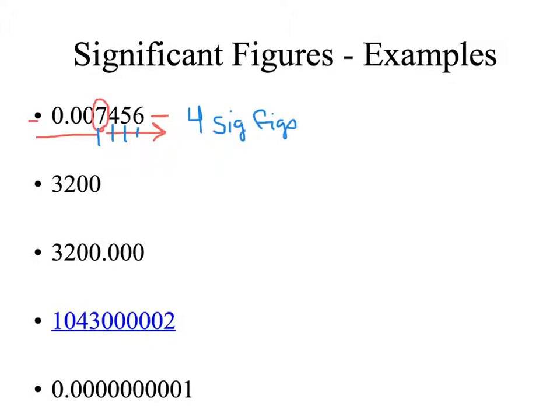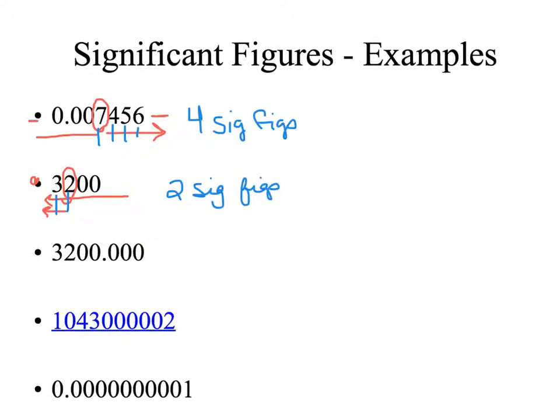The second number here has a decimal point absent. So remember, if it's absent, we're going to start in the Atlantic and move towards the continental U.S. We do not start counting until we get to a non-zero, and then everything after that will be significant. So in this case, we have 1, 2. This has 2 significant figures. So 2 sig figs.